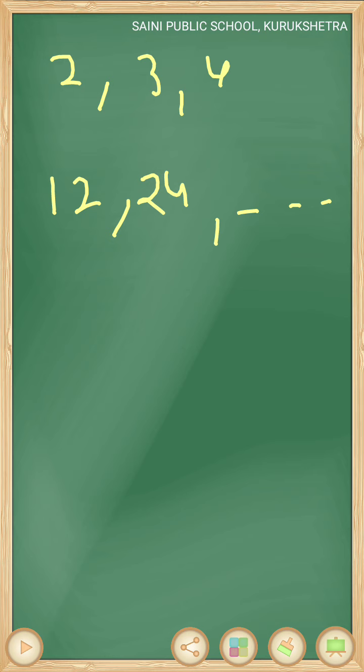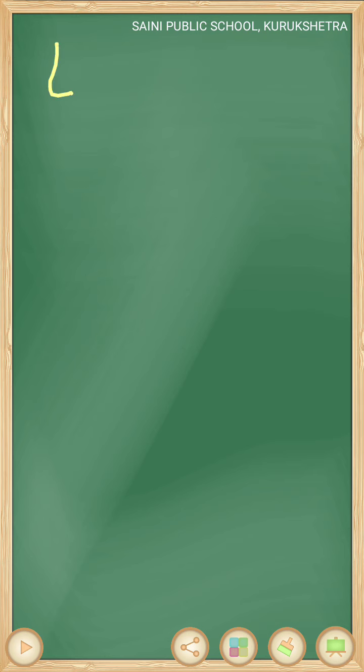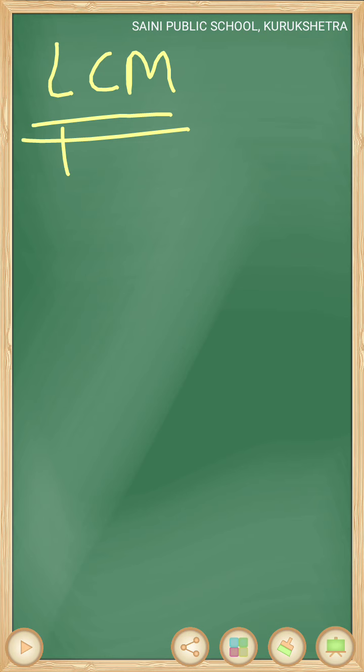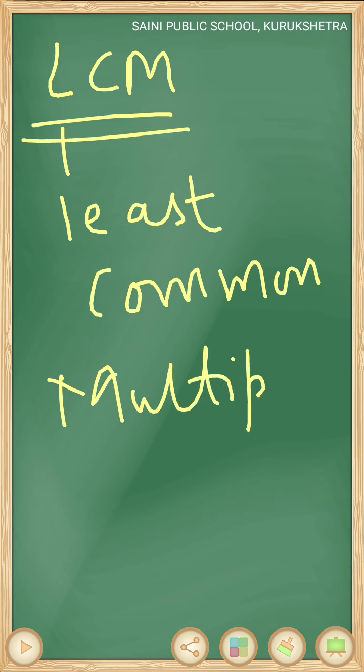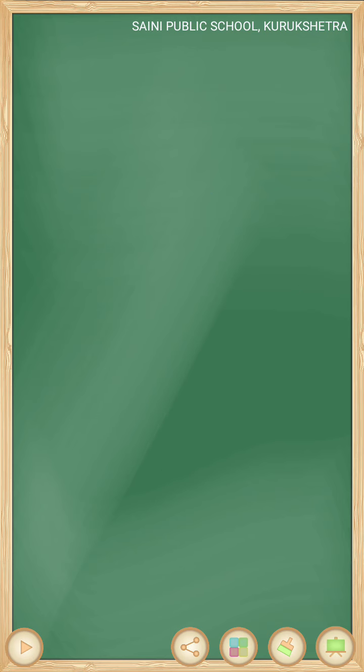Now by using common multiples we will find LCM of given numbers. First of all, what do you mean by LCM? L means least, C means common and M means multiple. So LCM means least common multiple. Means first of all we will find common multiples of two numbers and then the smallest common multiple is called LCM of those numbers. Let us discuss with the help of an example.